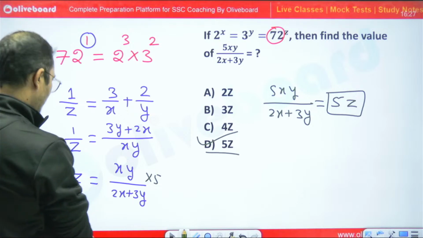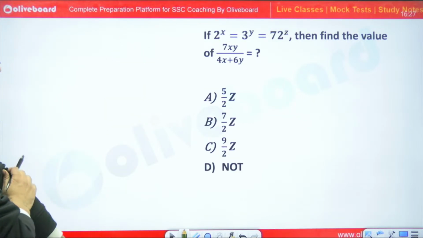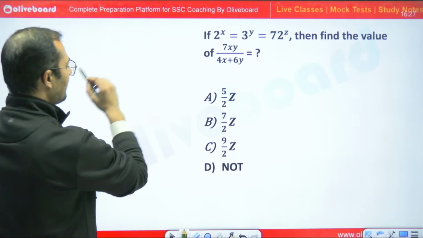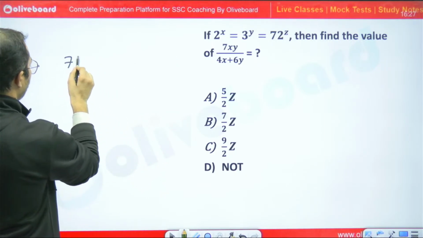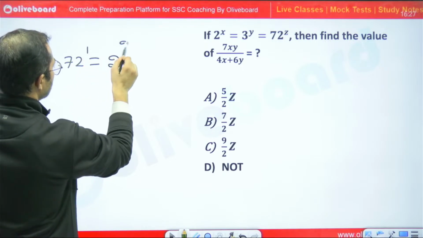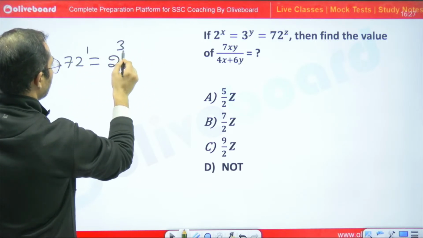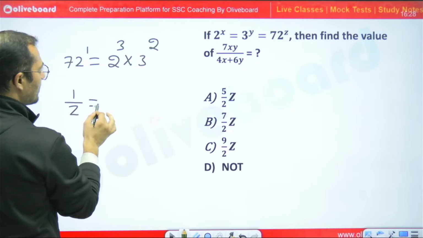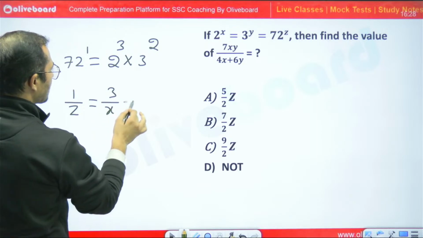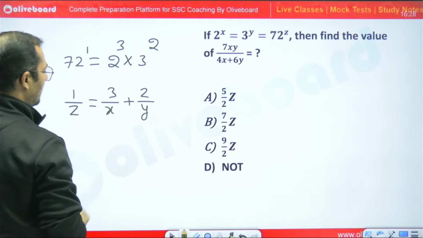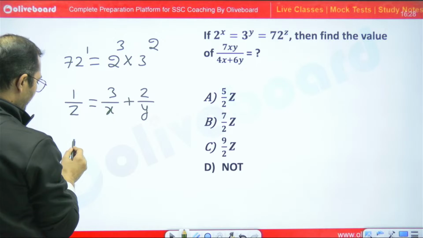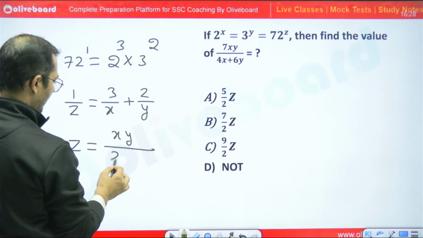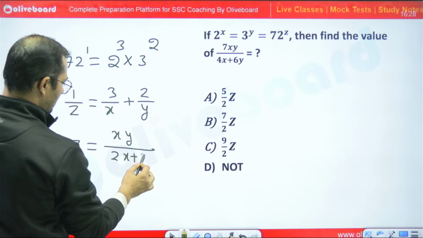So I hope this is very much clear. Now tell me what would be the answer for this question. So directly we can say 7 to the power 1, 2 to the power 2, and 3 to the power 2. After comparing, I will get 1 upon z is equal to 3 upon x plus 2 upon y. So z would be equal to xy divided by 2x plus 3y.